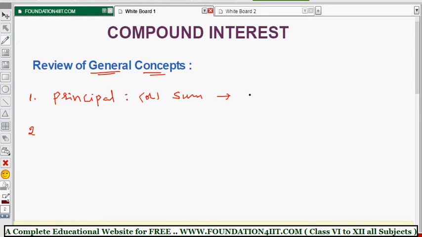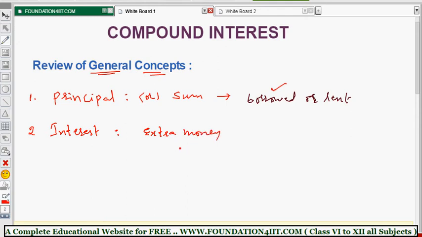So either we borrow or lend if we give somebody. So we are taking and giving. These all come under principal. So what are the amounts taken? And second is the interest. So here interest is nothing but the extra money paid for using others' money. So whatever money we borrowed, for that we need to pay extra money, right? That is nothing but interest, not taken from the principal. So the extra money we need to pay, that is the interest.